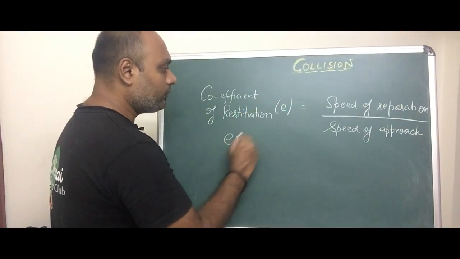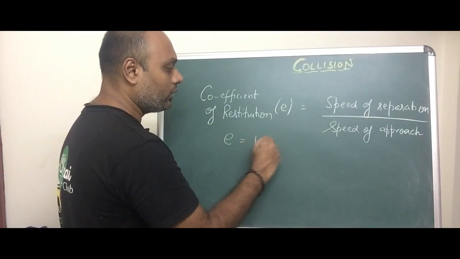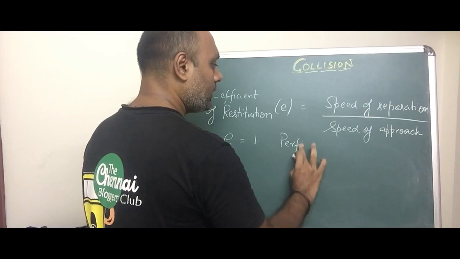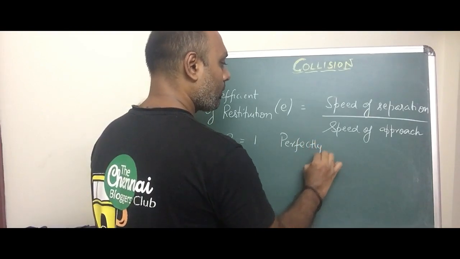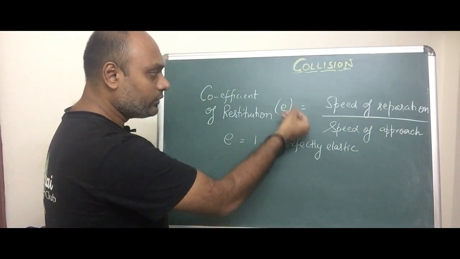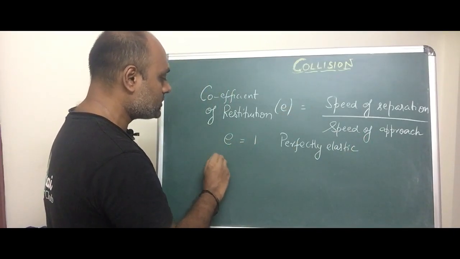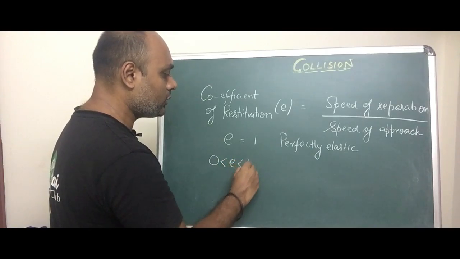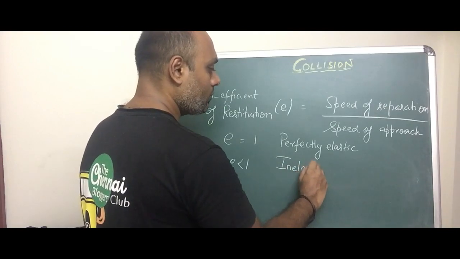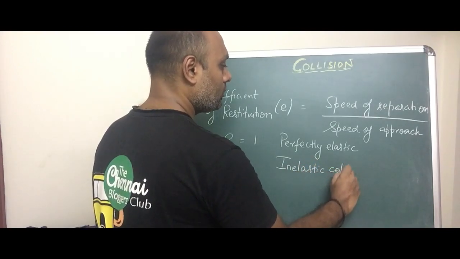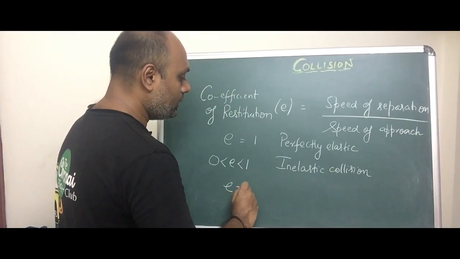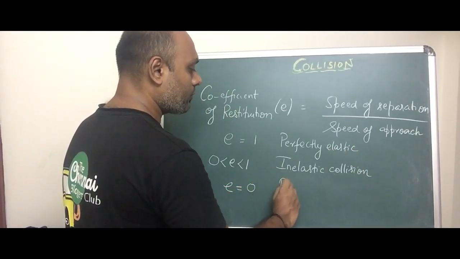Now, if the value of this ratio turns out to be 1, the collision is termed a perfectly elastic collision. If this ratio lies strictly between 0 and 1, then the collision will be termed an inelastic collision. If the value of e is exactly 0, it is called perfectly inelastic.